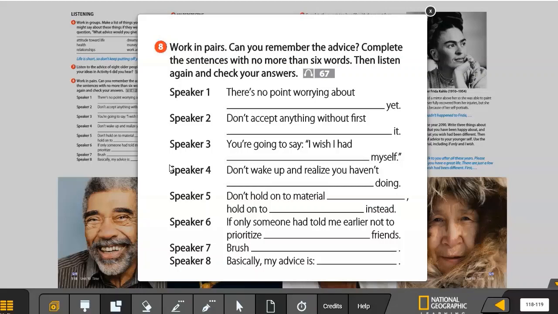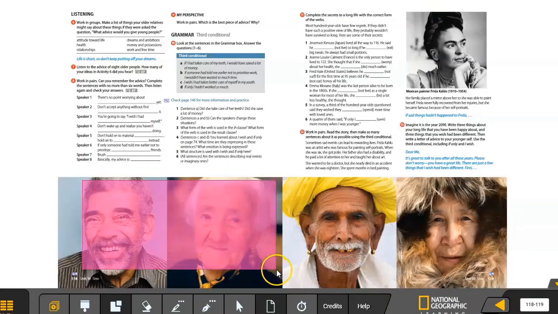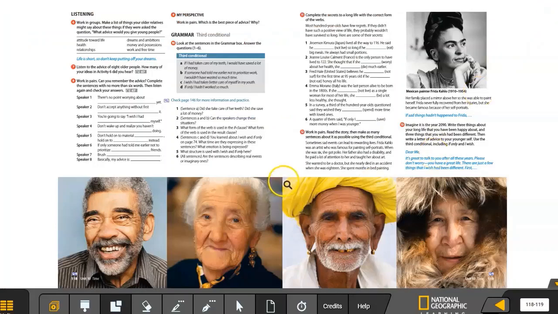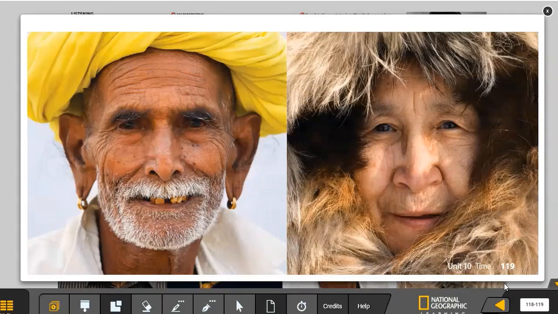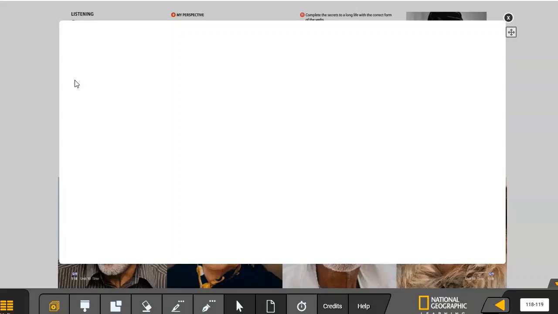Here we have speaker 1 to speaker 8. As you listen, you have to complete the blank spaces. Take a look at these photos as well. We have elderly people here, and they are sharing some pieces of advice with us. So focus on exercise number 8 and just pay attention.